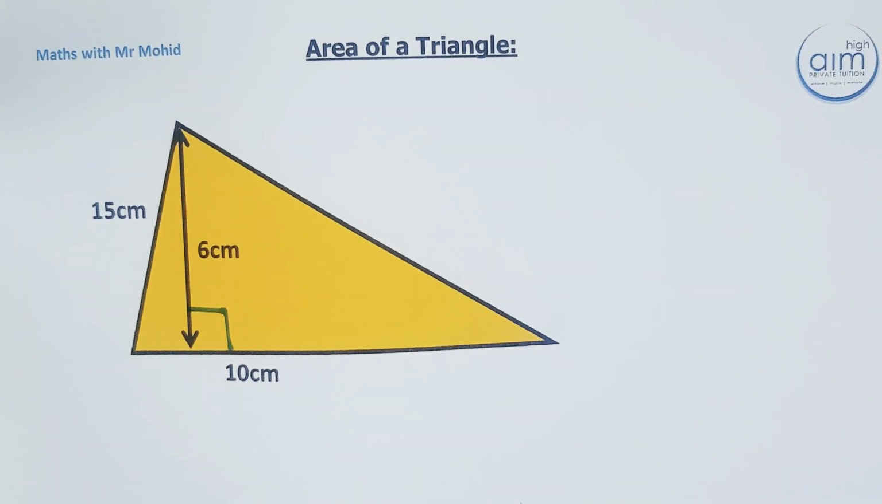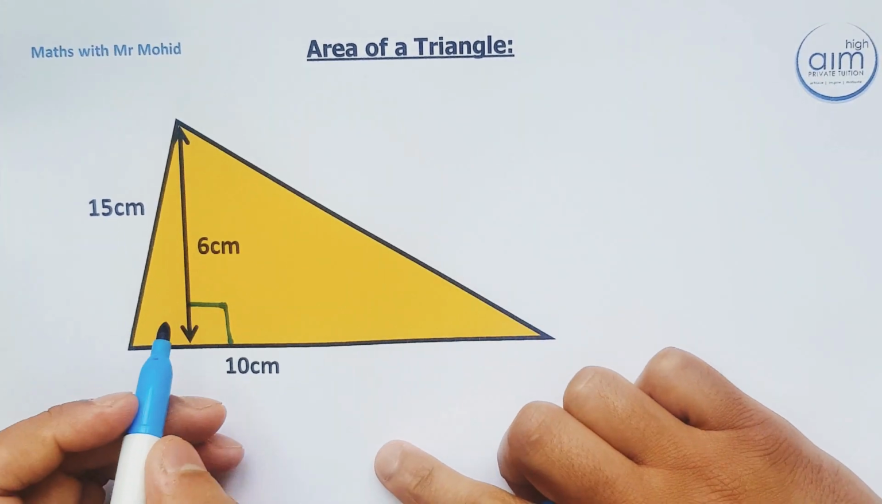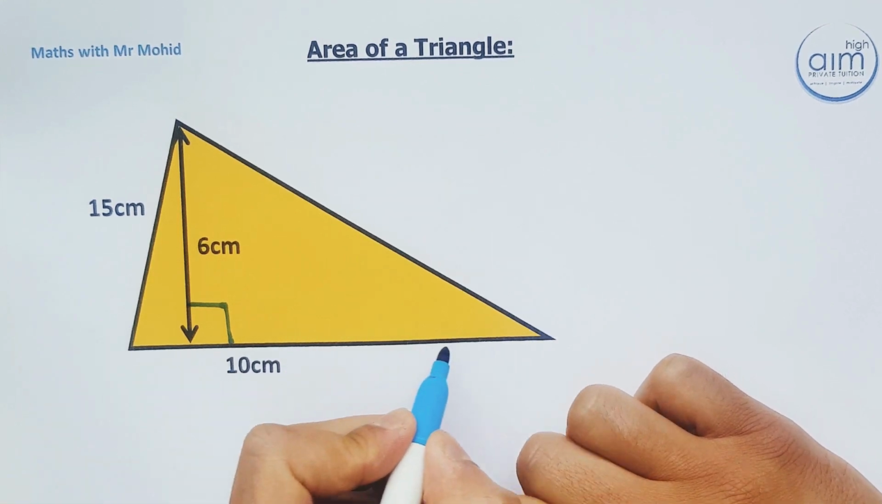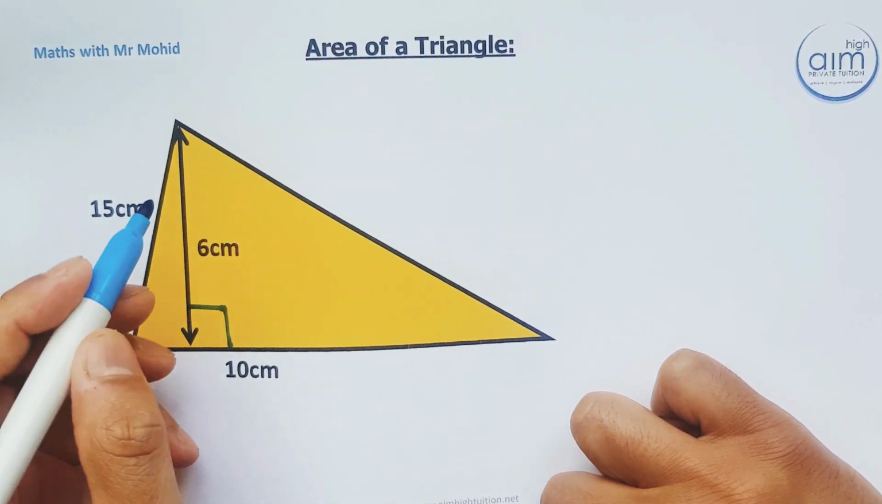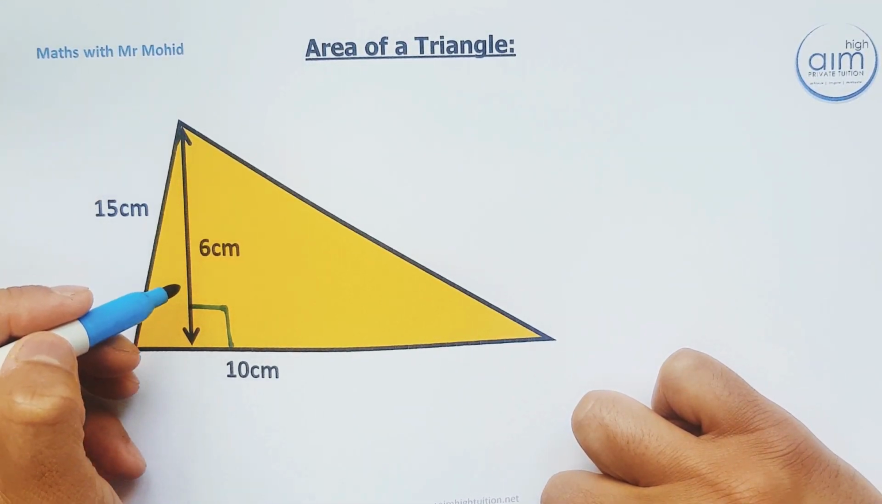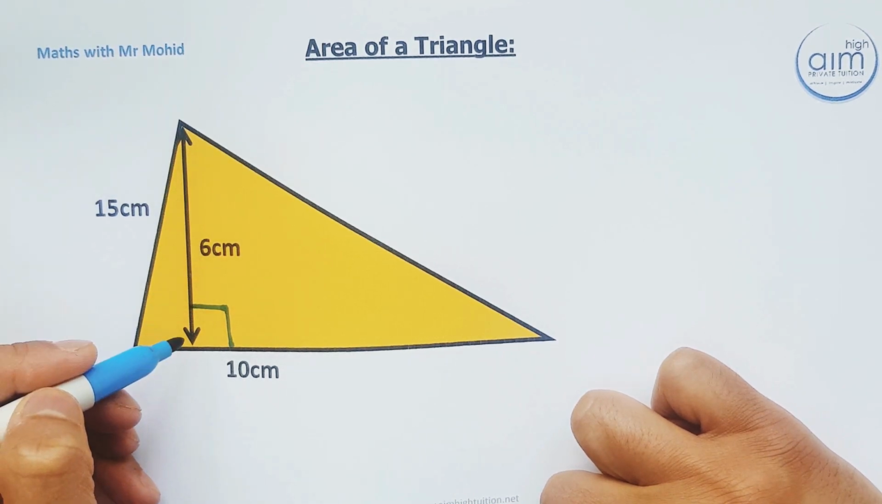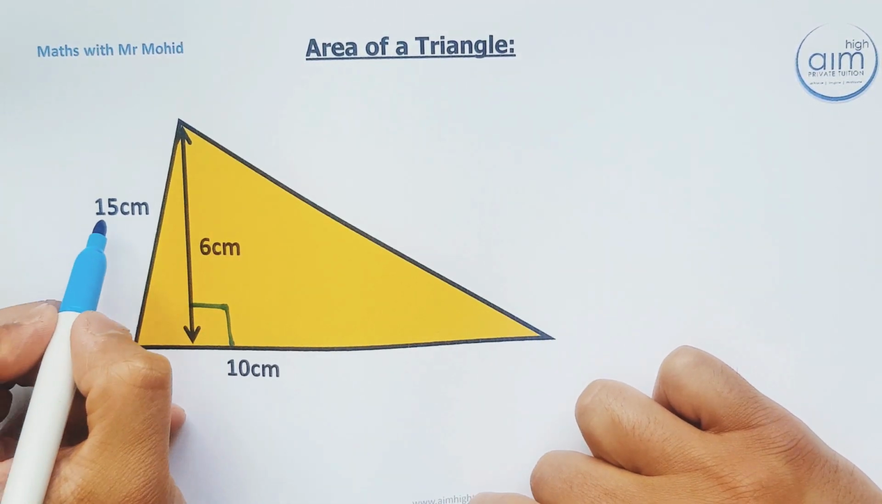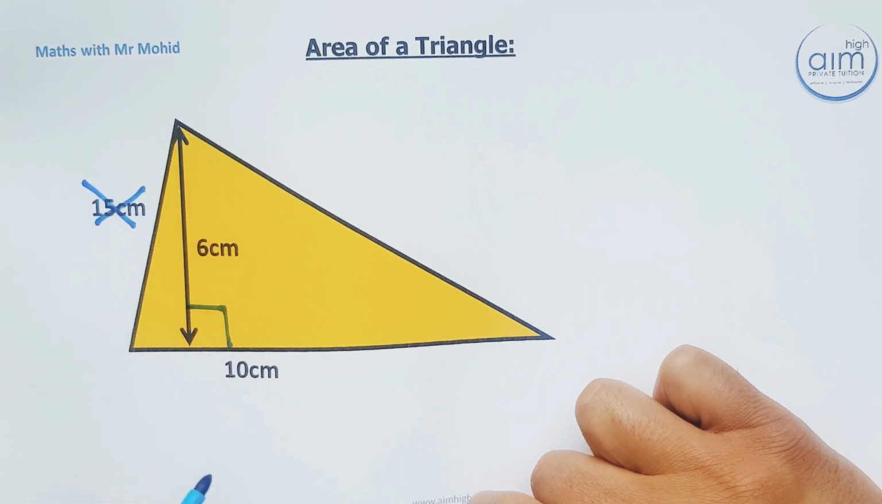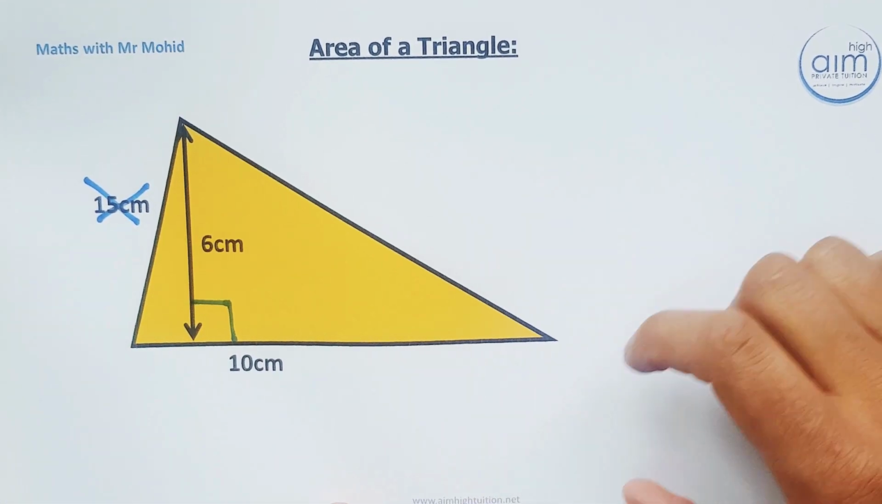Here's another one. Let's have a go at this one. So we've got a triangle where the base is 10 centimeters and the vertical height, or the perpendicular distance, the length, is 6 centimeters. This little thing here is a red herring. We're not going to use that. That's there to confuse us.